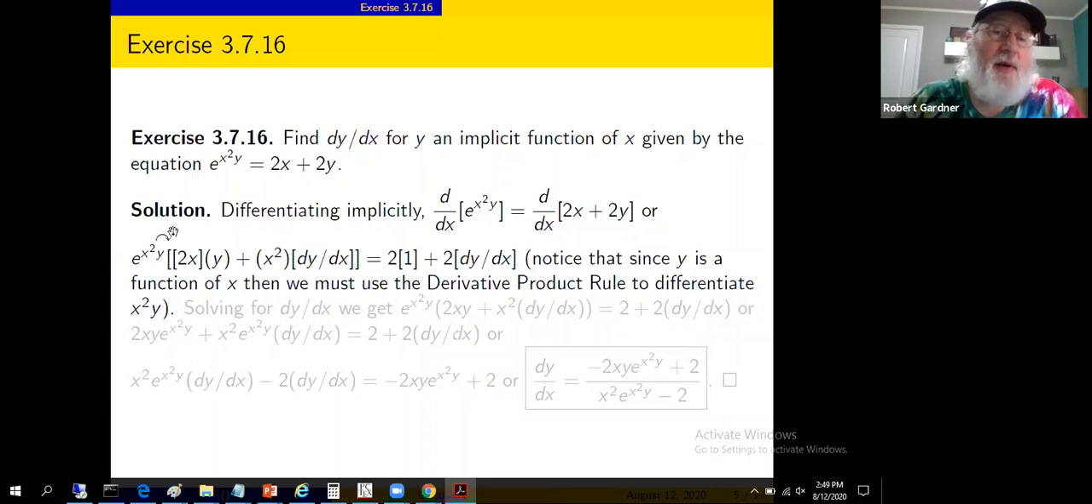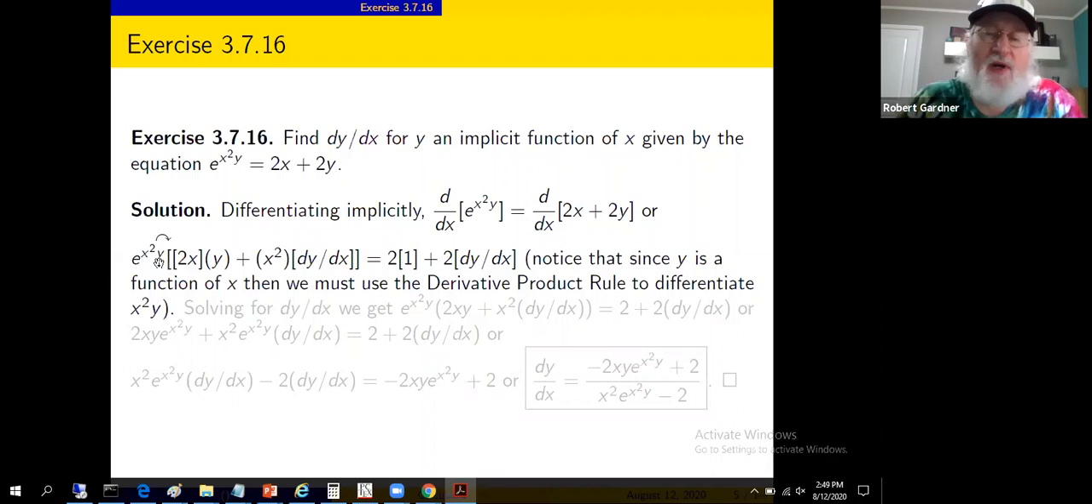Says who? Little arrow? Chain rule. It's composition of functions. The outer function is the exponential function. The inner function is x squared y, also a function of x. Just I don't know what the y part is. Okay, so we've got x squared, a function of x, times y, a function of x.